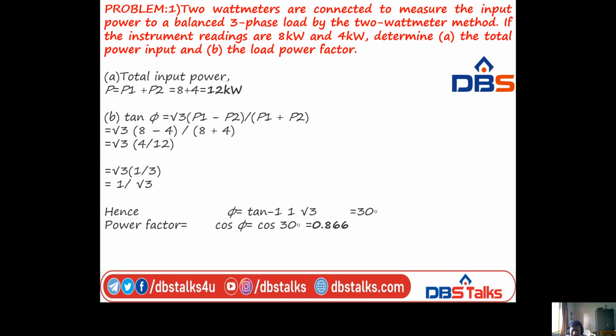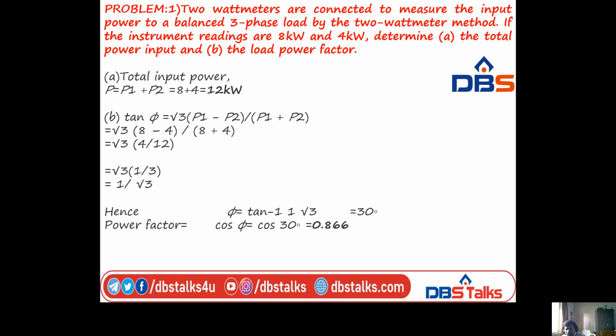We know P1 is 8 and P2 is 4. So P1 minus P2 is 8 minus 4. So phi is tan inverse of root 3 times (8 minus 4) by (8 plus 4), that is 4 by 12, that is 1 by 3. So root 3 into 1 by 3 is nothing but 1 by root 3. So phi is equal to tan inverse of 1 by root 3. So we are getting 30 degrees. So phi is 30 degrees.